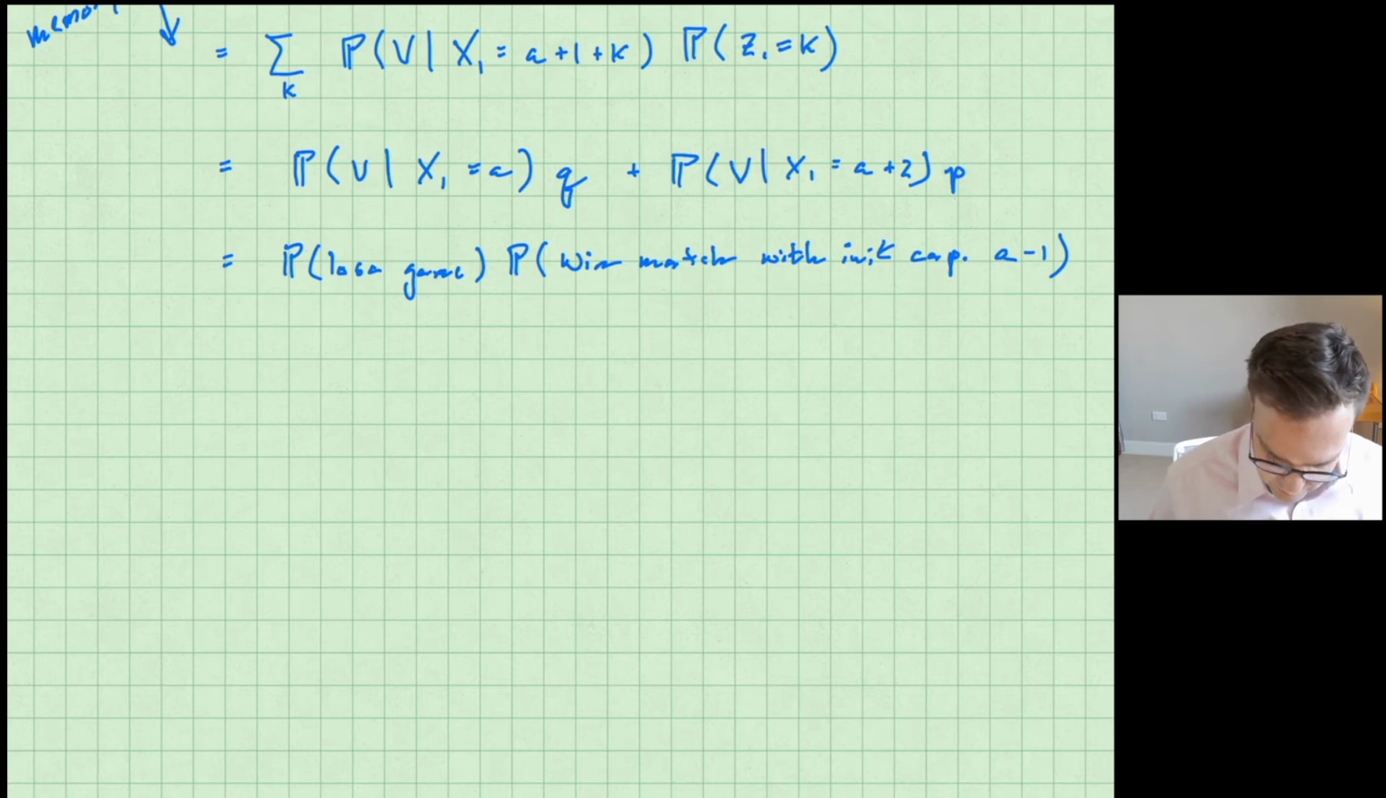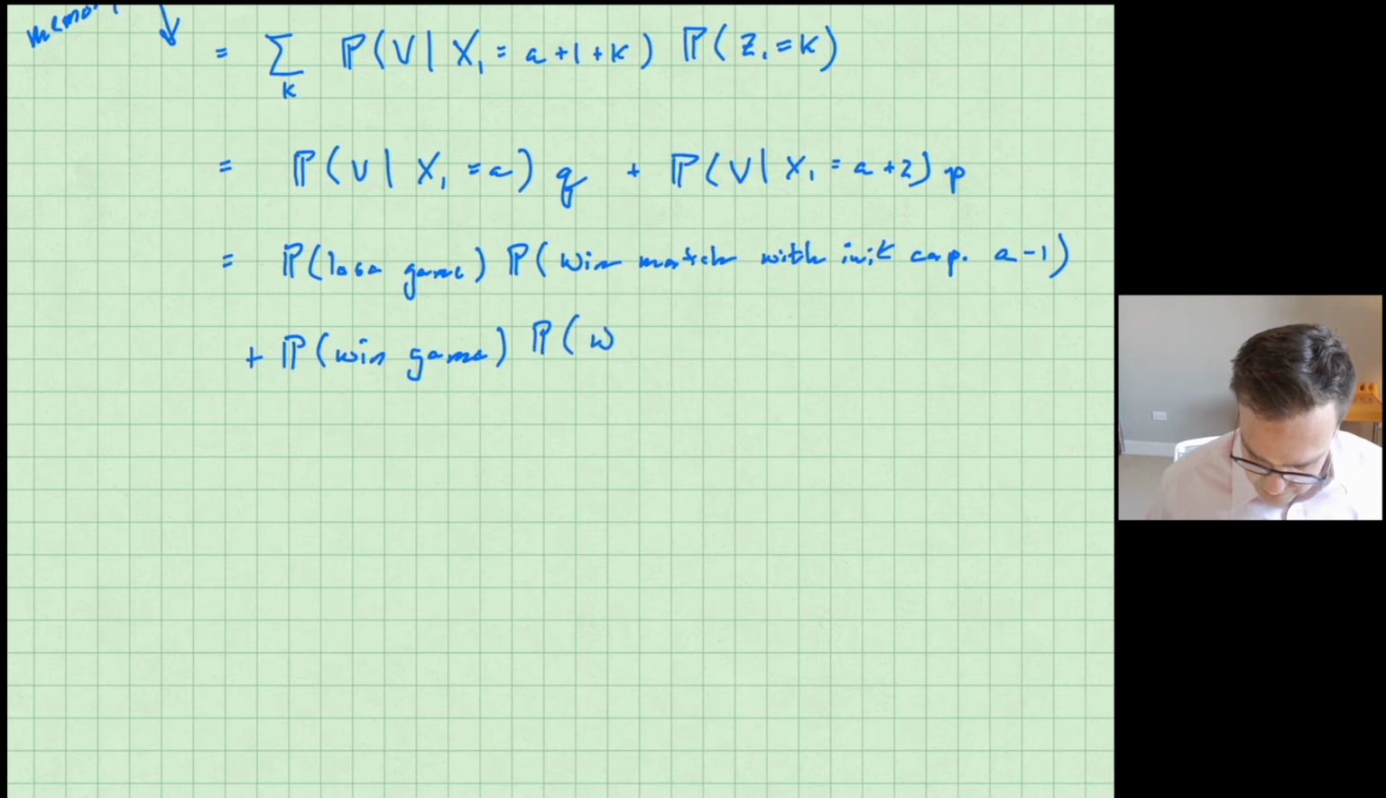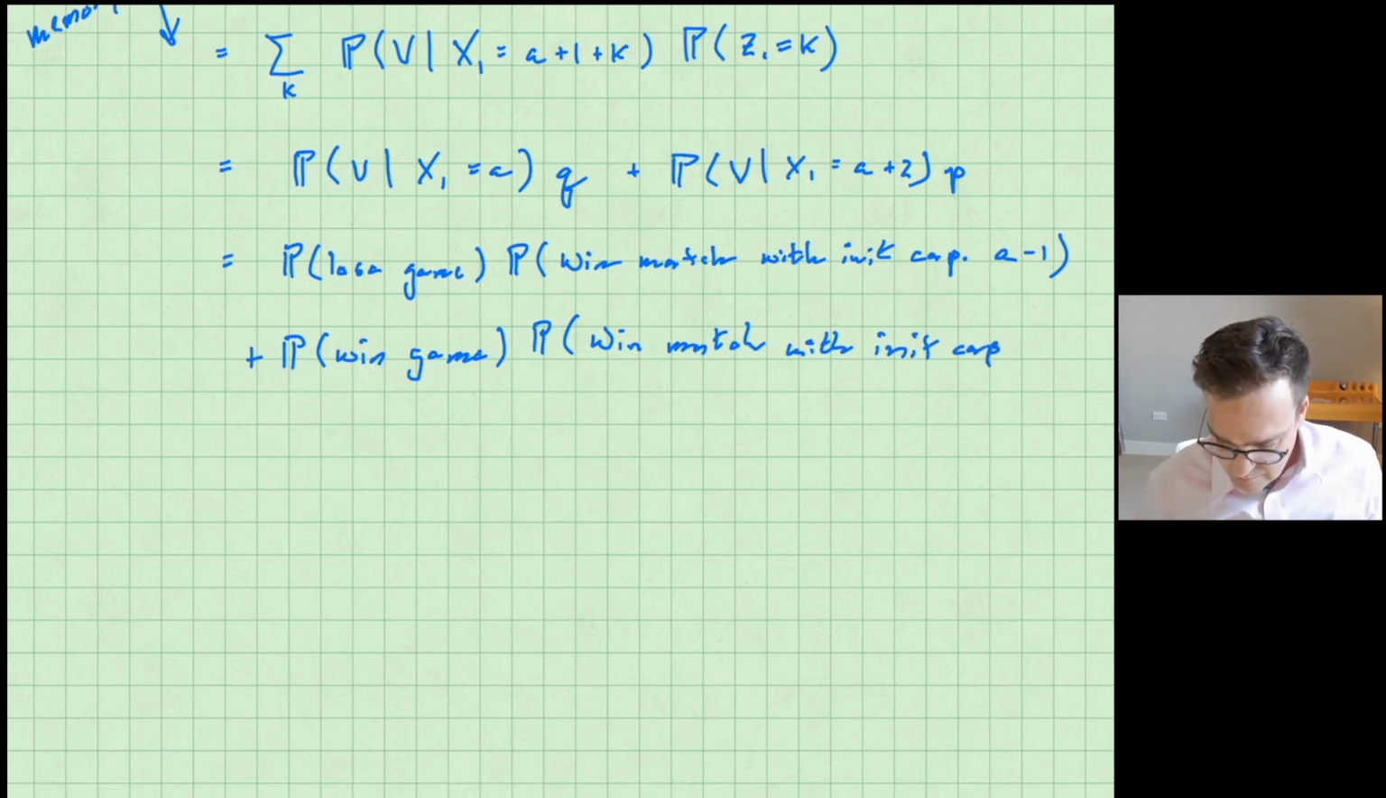And then the second term looks similar. So we have the probability of winning a game, a single game, that's the p, times the probability of winning the match with initial capital of not a plus 2, we've got to shift things, so this is a plus 1.